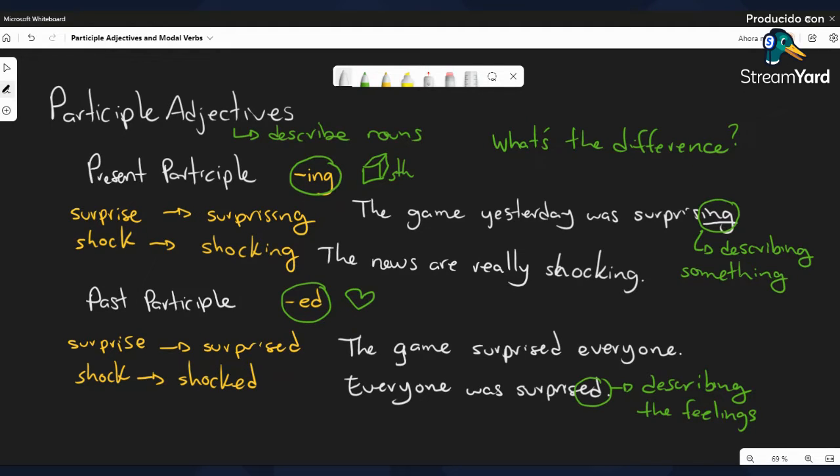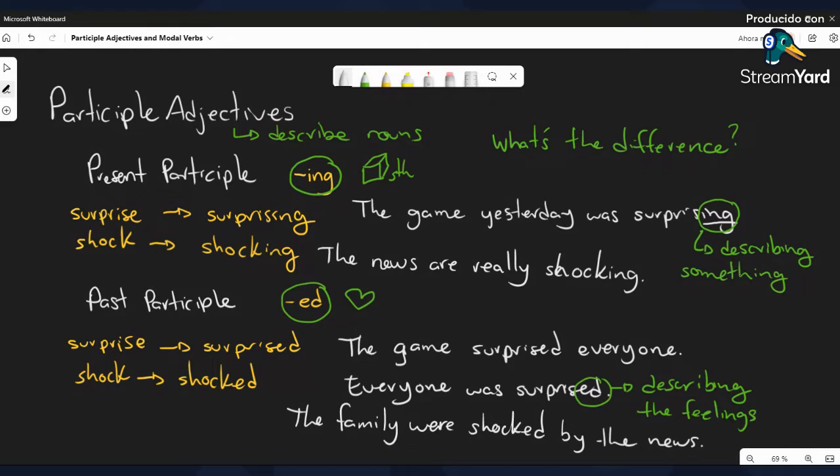Or we can say the family were shocked by the news, by the terrible news. You see? So that's the way we can use the participle adjectives.